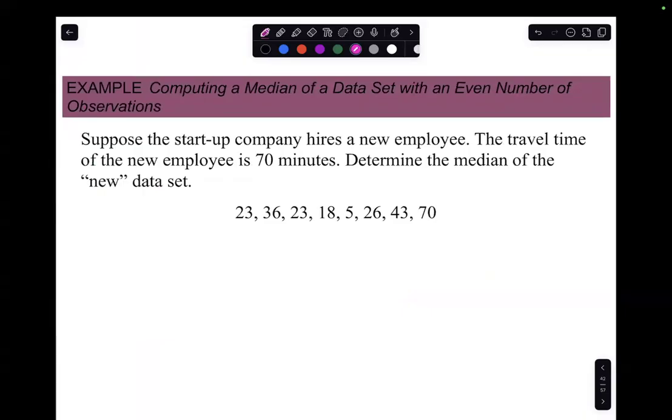So this is when we're going to have a new data set. We're going to have an even number. So we have a new employee. The new employee, their travel time is 70 minutes. So we're going to find the median of this, and I'm going to show you how to do it once we put these in order. So it should be easier the second time. I shouldn't have errors here. Possible though.